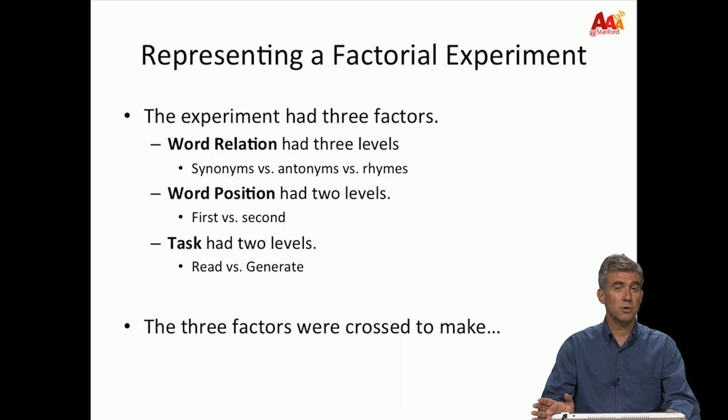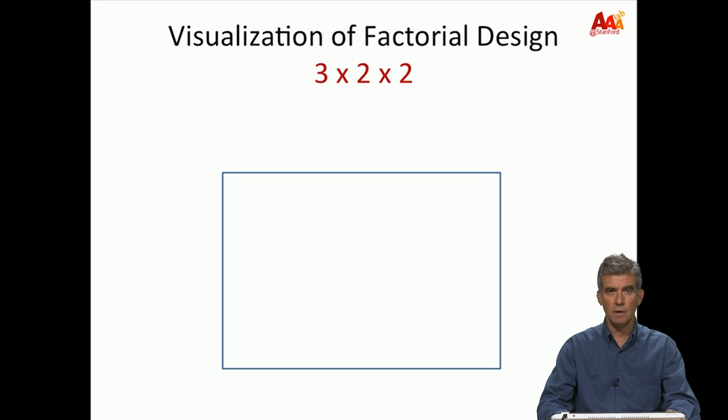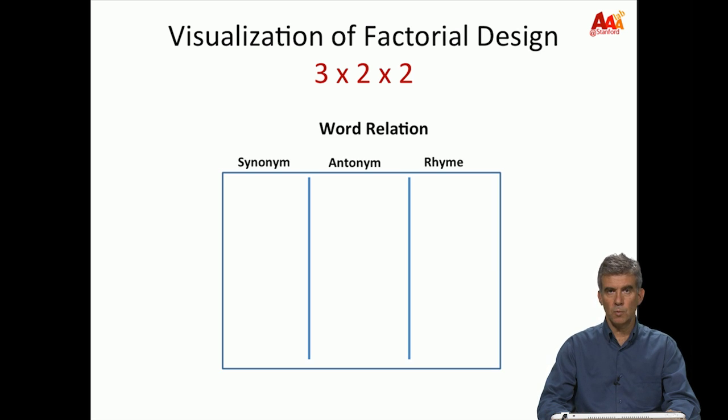So the 3 factors were crossed to make a 3 by 2 by 2 research design. So let me show you what that looks like. It's good to lay these things out. It seems like who needs to make a visualization? You got it in your head, but it's surprising how it helps to sort of lay it out and make it square. So you have your word relation factor that has 3 levels, and that is crossed with your task factor, read and generate. So you did read for all 3 types of word relation, and you did generate for all 3 types of word relation.